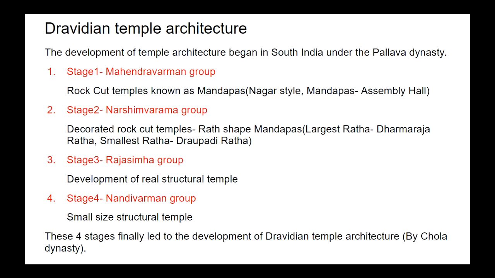Stage 2 or Narsimha group. Decorated rock cut temple like in Rath shape Mandapas. The largest Rath belongs to Dharmraj Rath and the smallest Rath belongs to Draupadi Rath. Stage 3 is Rajsimha group or Narasimhavarman II group. And in this phase, development of real structural temple started. Then stage 4, small size structural temple. So these four stages finally led to the development of Dravidian temple architecture by Chola dynasty.